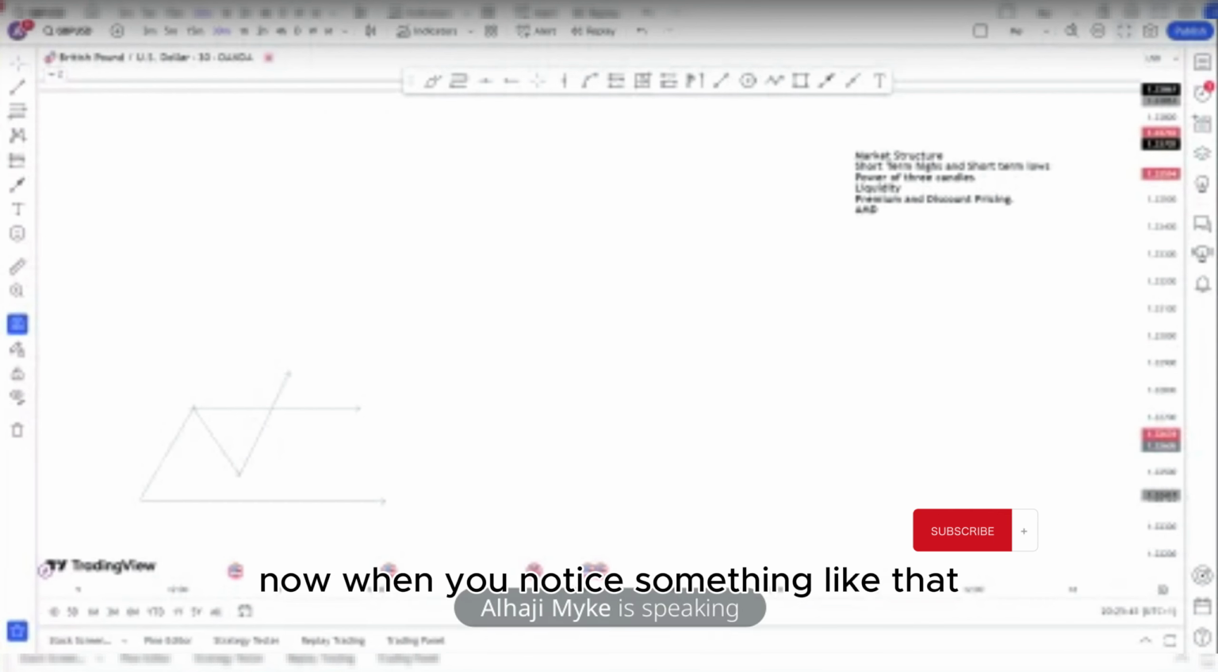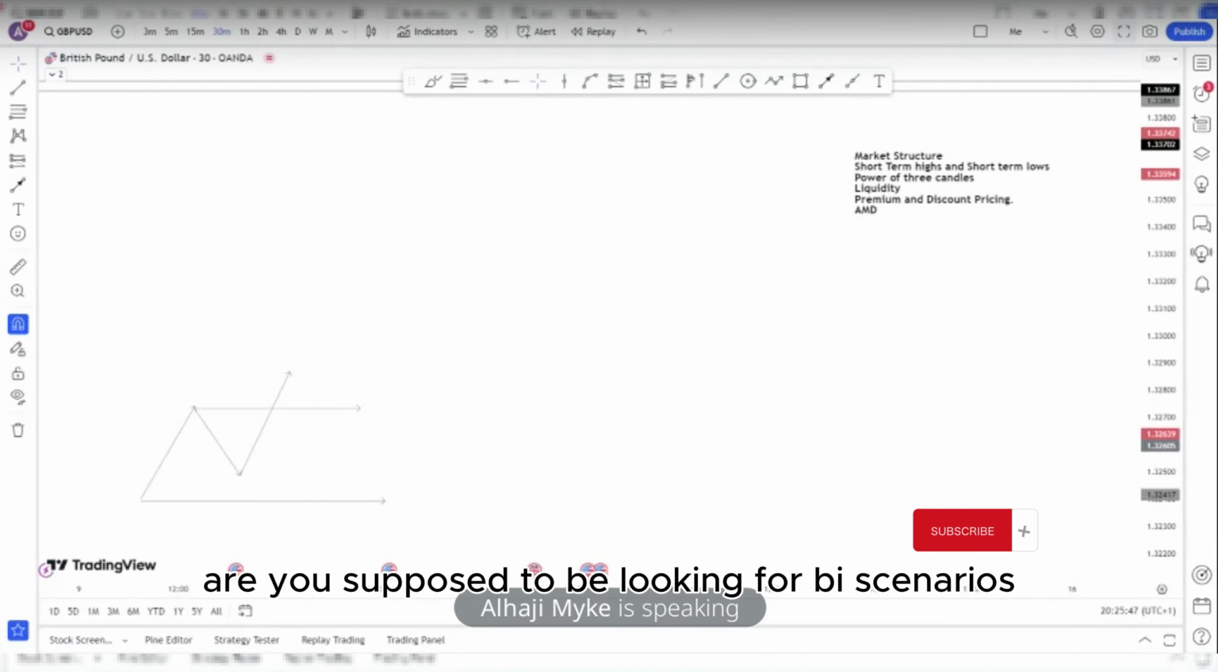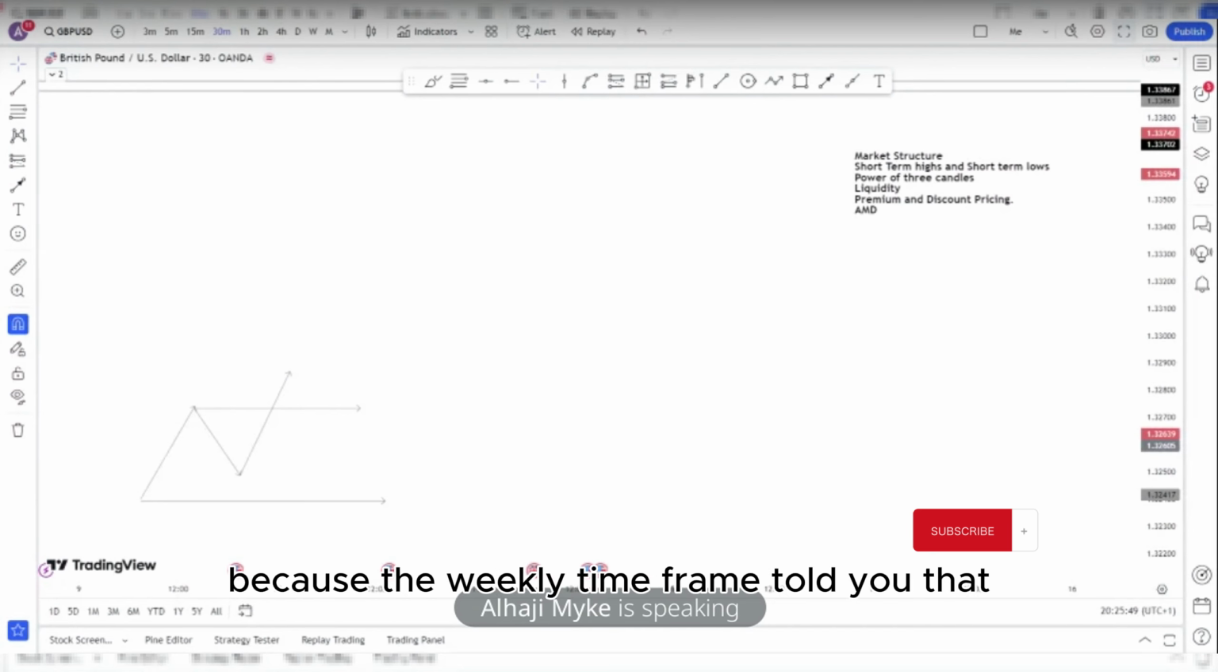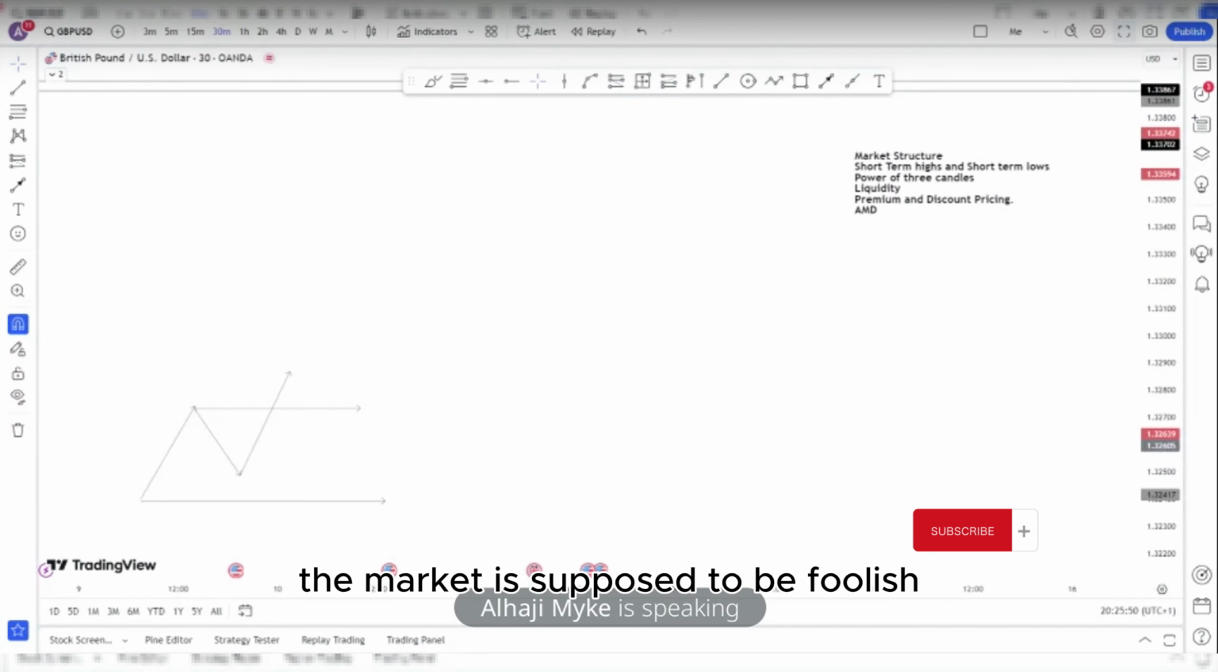I'm not talking about this instance, I'm just giving a scenario. Now, when you notice something like that, what are you supposed to do? Are you supposed to be looking for buy scenarios because the weekly time frame told you that the market is supposed to be bullish, or are you supposed to look for sell scenarios because the lower time frame says so? What are you supposed to do?